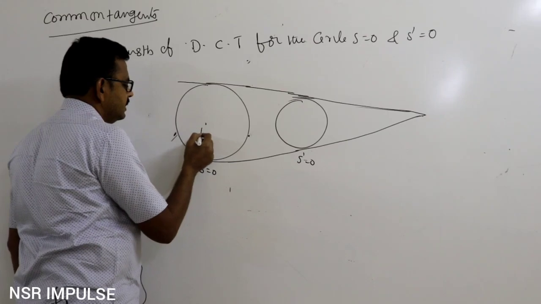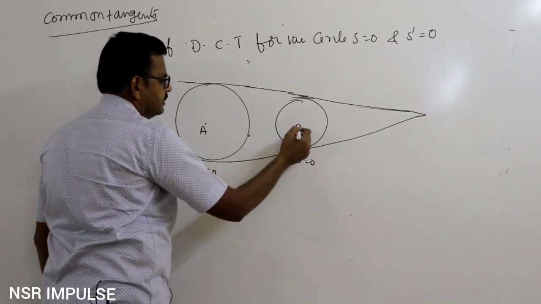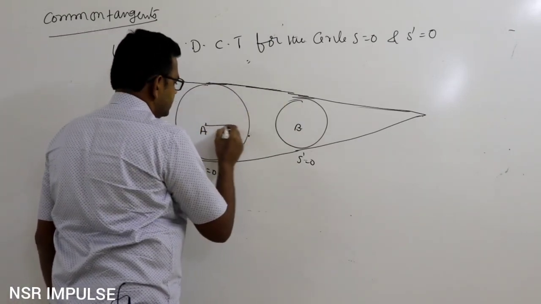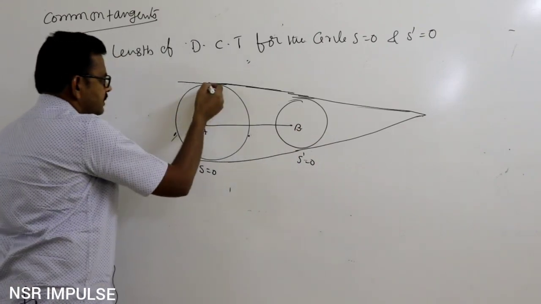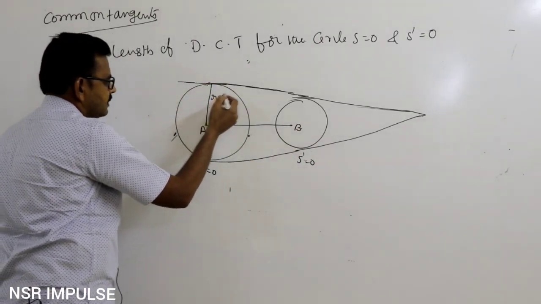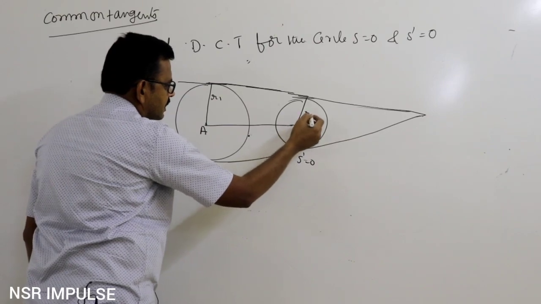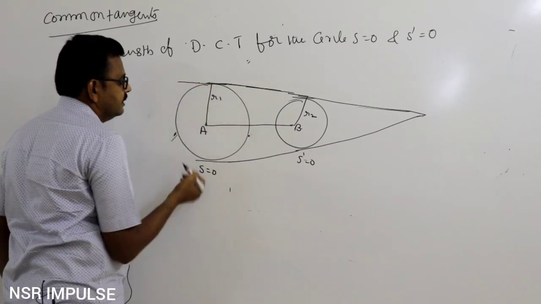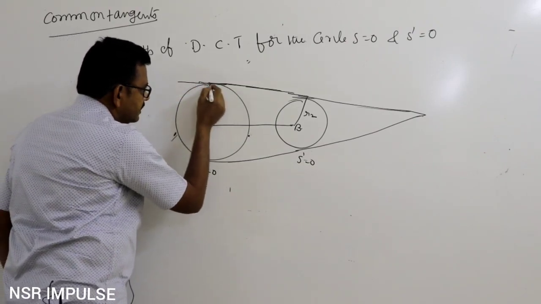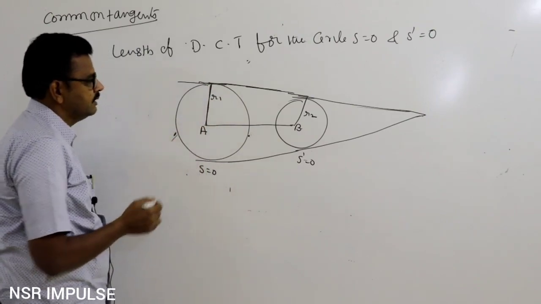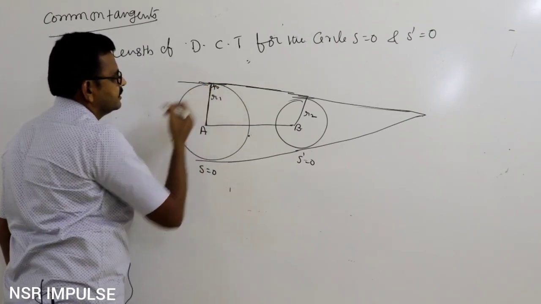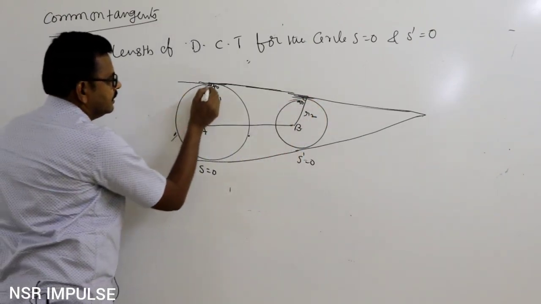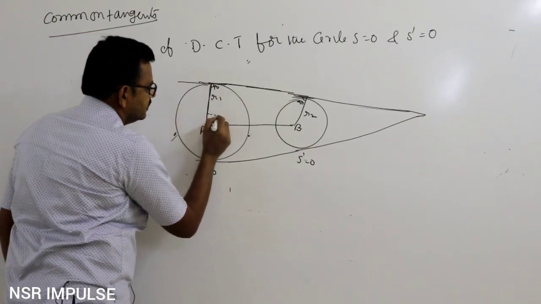Let A be the center of one circle and B the center of the other circle. This is AB. This is the radius R1 and this is the radius R2. This is the tangent, and this is the normal. The normal always passes through the center of the circle. The angle is 90 degrees, and there also the angle is 90 degrees.